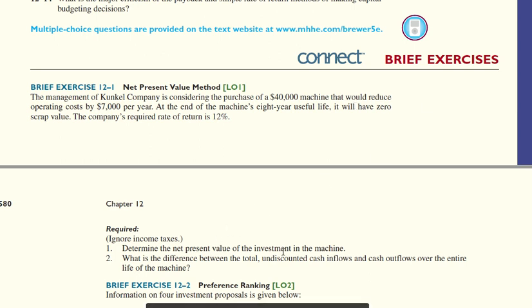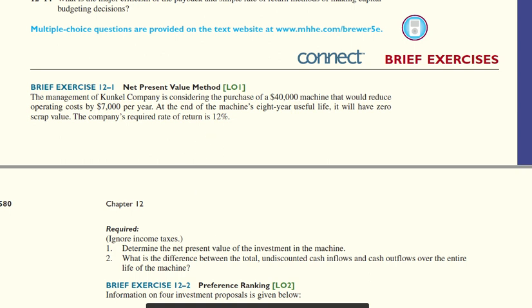Determine the NPV of the investment in the machine. What's the difference between the total undiscounted cash flows and cash outflows over the entire life of the machine? For this chapter, we're using the time value of money, meaning we're going to use PV tables, meaning that $1 today is worth more than $1 a year from now, because you could be investing that money at a specific rate instead of waiting for it if you get paid a year from now. So let's look at this.